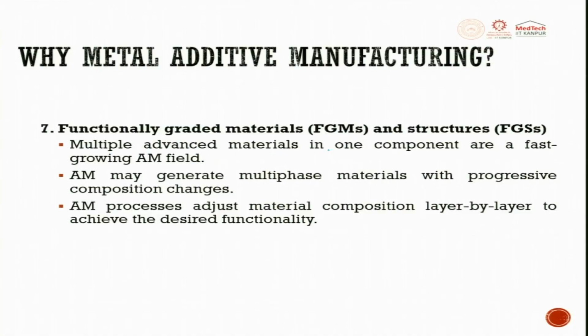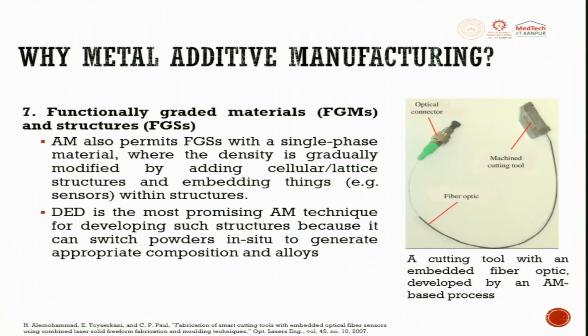Multiple advanced materials in one component are a fast growing AM field. AM may generate multi-phase material with progressive compositional changes. AM processes adjust material composition layer by layer to achieve the desired functionality. When we are talking about strength, AM also permits functionally graded strength with a single phase material, where the density is gradually modified by adding cellular/lattice structure and embedding things within the structure.